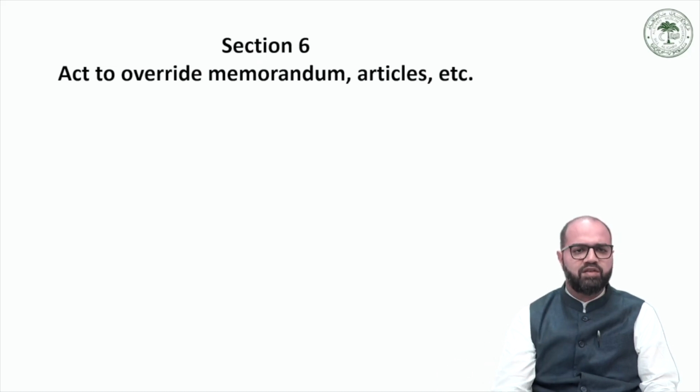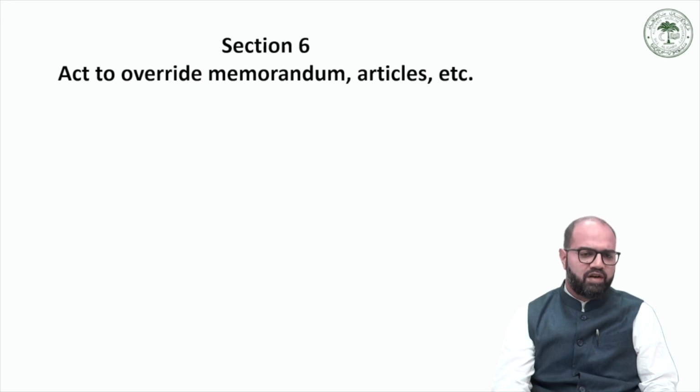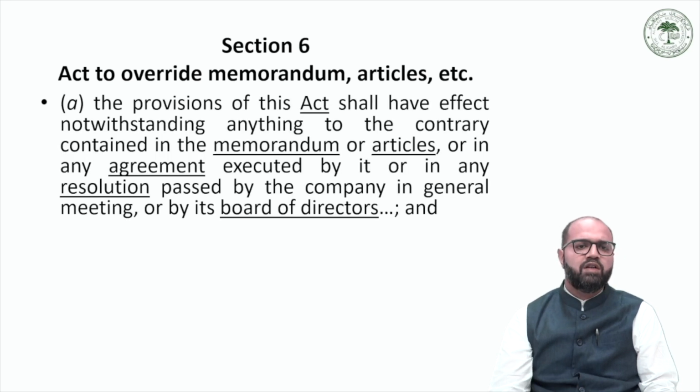by different authorities. So we have section 6 of the Companies Act, which lays down a rule as to what is going to prevail or have an overriding effect in case there is a multiplicity of laws and there is conflict between those laws. So we have part A of section 6, which reads as follows. Some of the keywords I have underlined for your benefit.